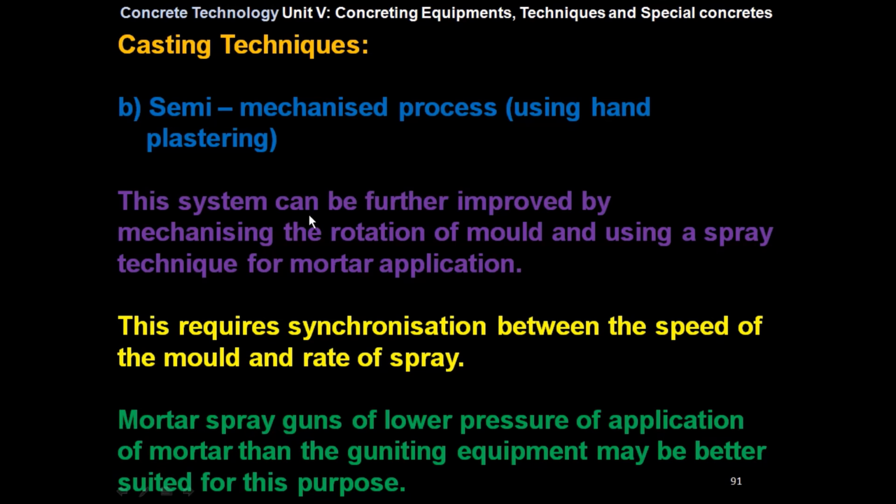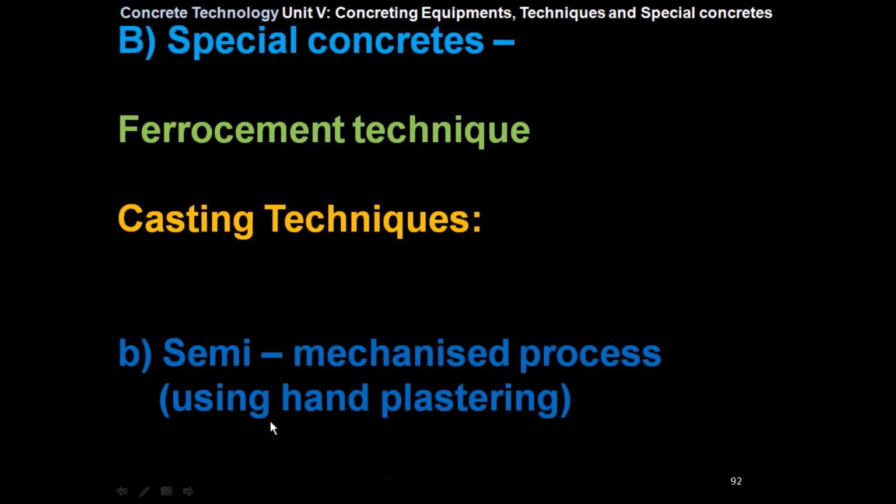This system can be further improved by mechanizing the rotation of mold and using a spray technique for mortar application. This requires synchronization between the speed of the mold and the rate of spray. Mortar spray guns with lower pressure of application of mortar than the gunite equipment may be better suited for this purpose. So we have seen the second casting technique of ferrocement, that is semi-mechanized process using hand plastering.